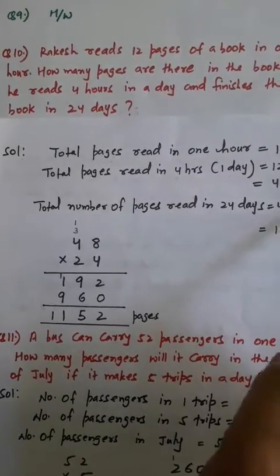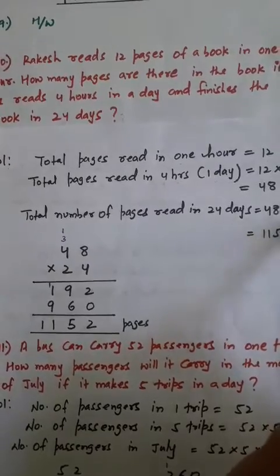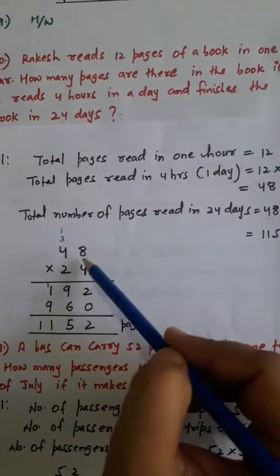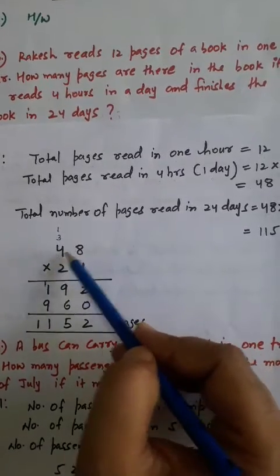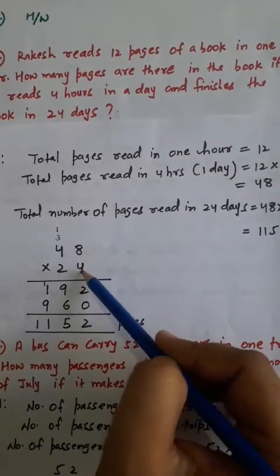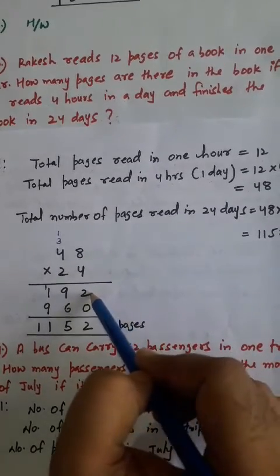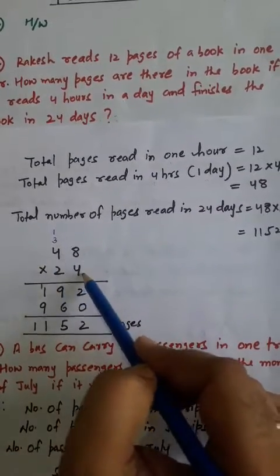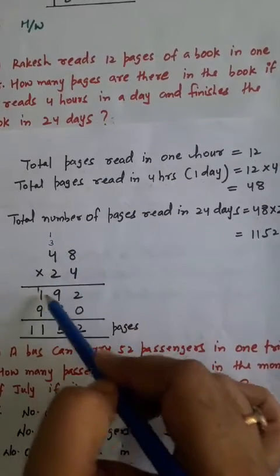ओके, अब वी हैव टू मल्टीप्लाई दिस 48 मल्टीप्लाइड बाई 24. राइट वन नंबर बिलो द अदर. So 48 will be multiplied by 4 first. 4 8s are 32, carry 3. 4 multiplied by 4 is equal to 16 plus 3, 19.